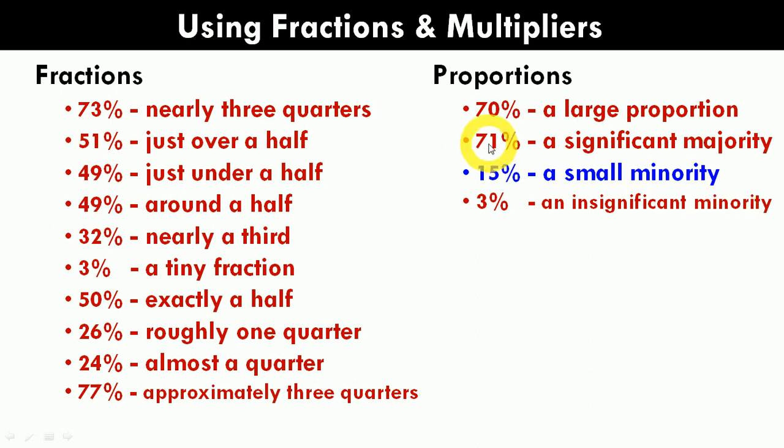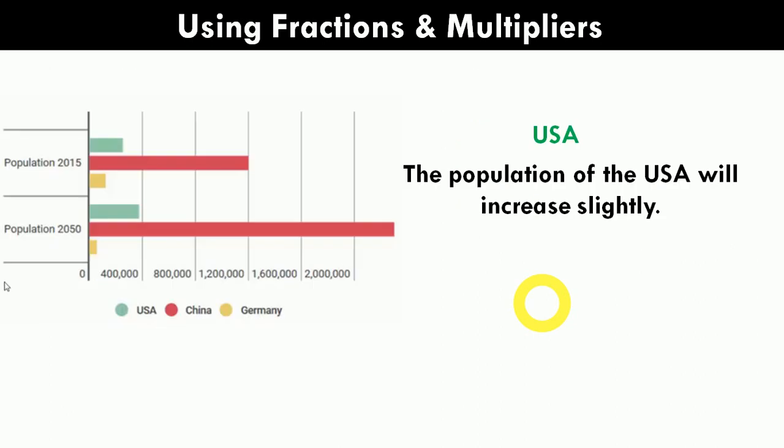When we have numbers like 15, 14, 13, 20, we can use a small minority. Alright, guys, so here are some examples for fractions and multipliers. Now how to use them, so let's look at the example.